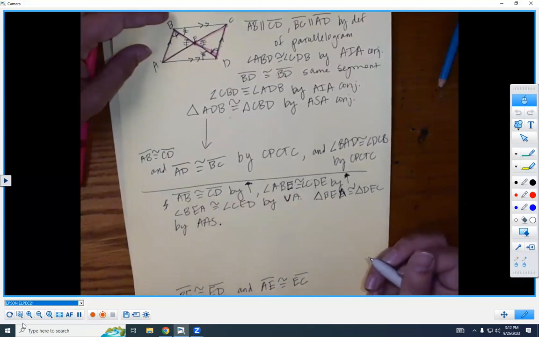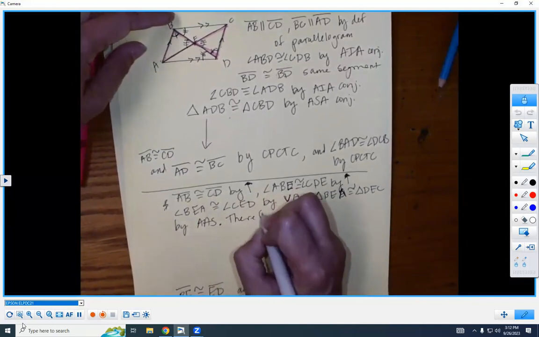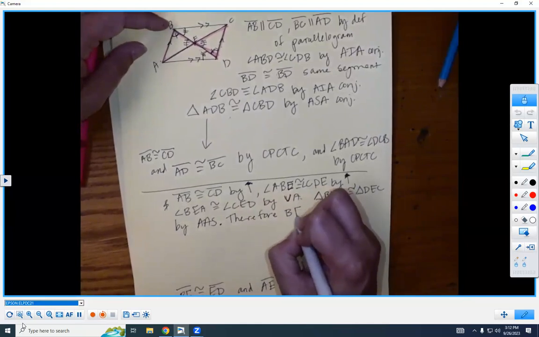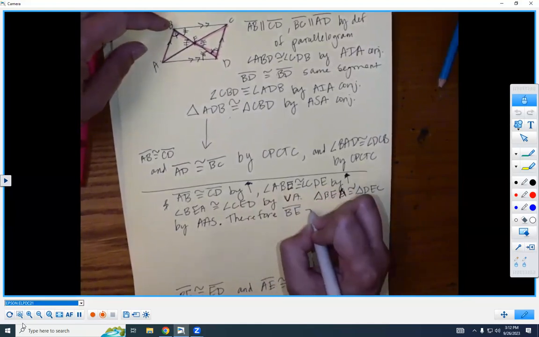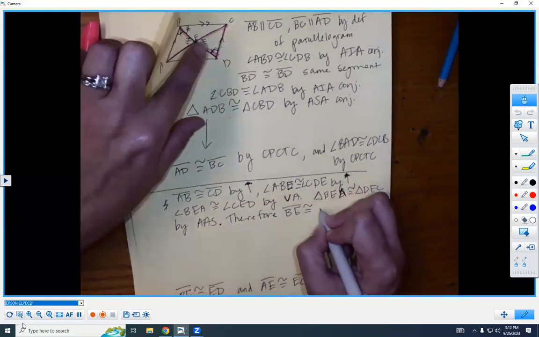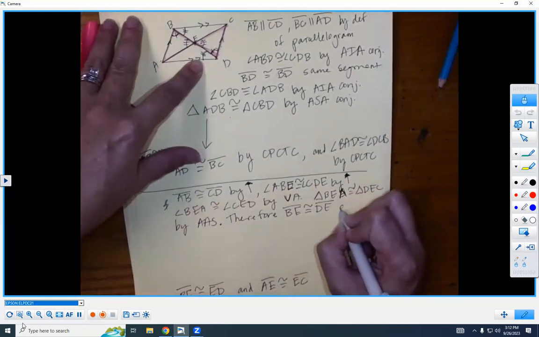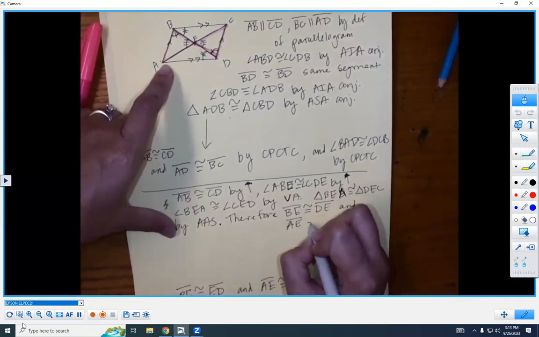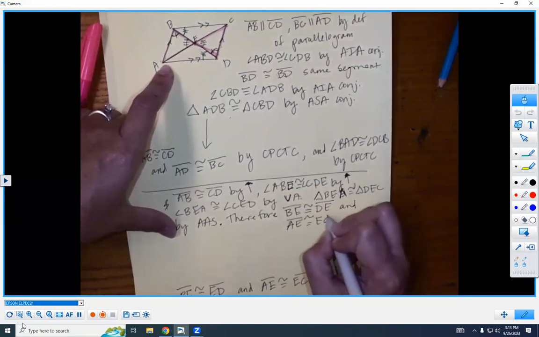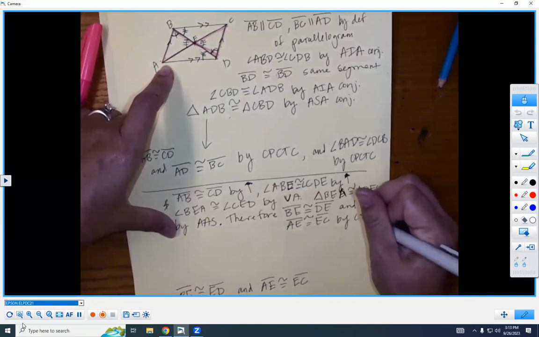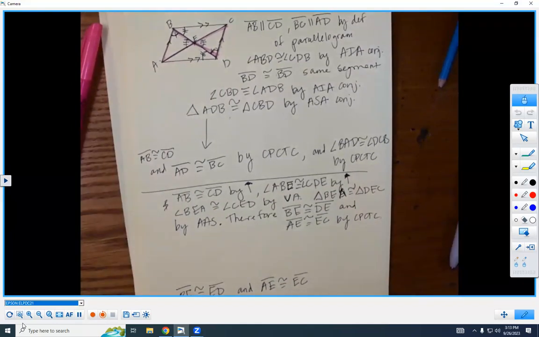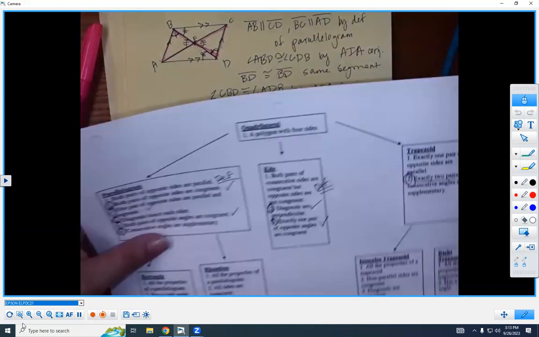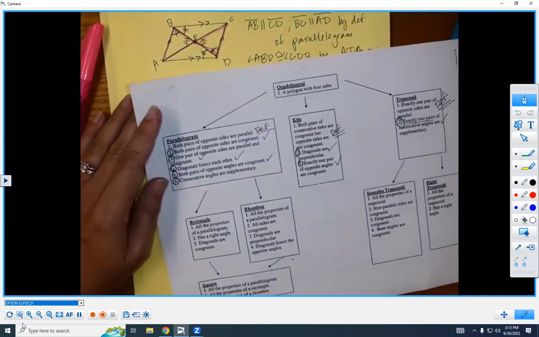So now we know, therefore, BE is congruent to DE. I'm going to do the other one also, and AE is congruent to EC by CPCTC. That wasn't bad. Since we already had all that written, it wasn't bad. And that was diagonals bisect each other. So check, we did all the parallelogram stuff.